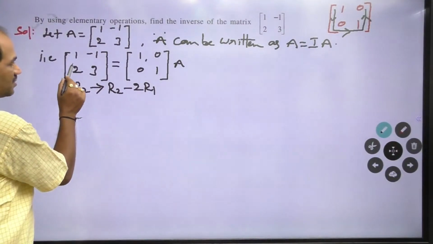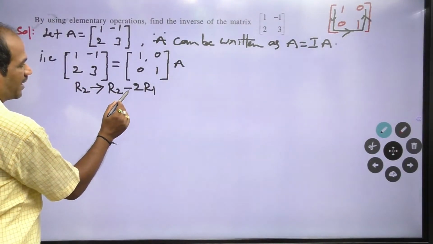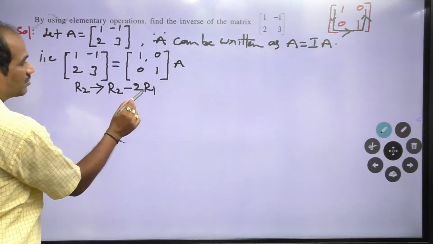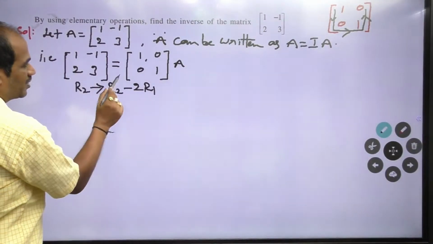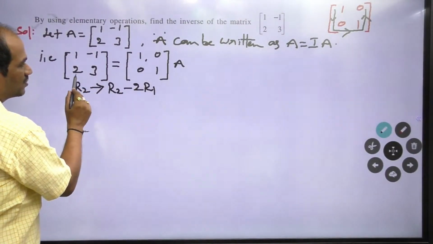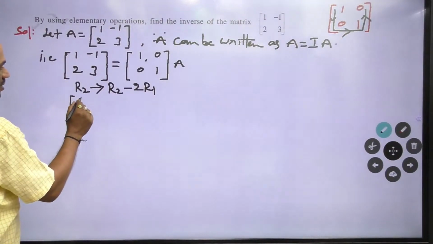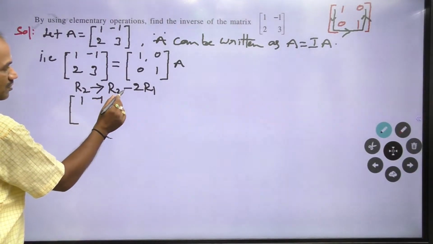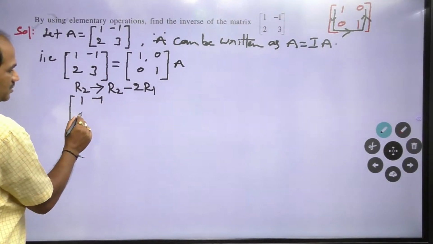To make it 0, this is the R2 row: R2 goes to R2 minus 2 into R1. So R2 element 2 minus 2 into R1 element 1, 2 minus 2, 0 coming here. Only R2 is changing. R1 has no change. Replace R2 value 2 minus 2 into R1 value 1, 2 minus 2 is 0.